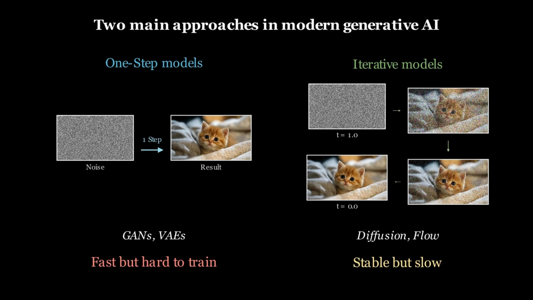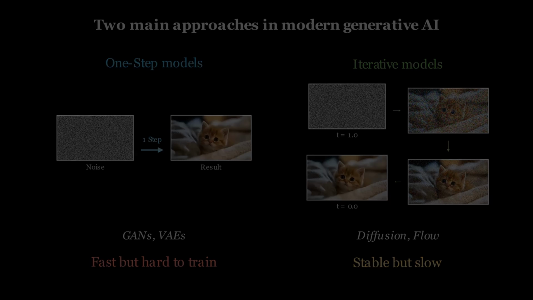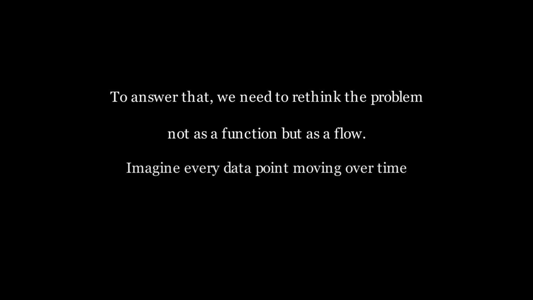One-step models are fast, but notoriously hard to train. Iterative models are stable and powerful, but painfully slow. So here's the question. Can we get the best of both worlds? To answer that, we need to rethink the problem, not as a function, but as a flow.